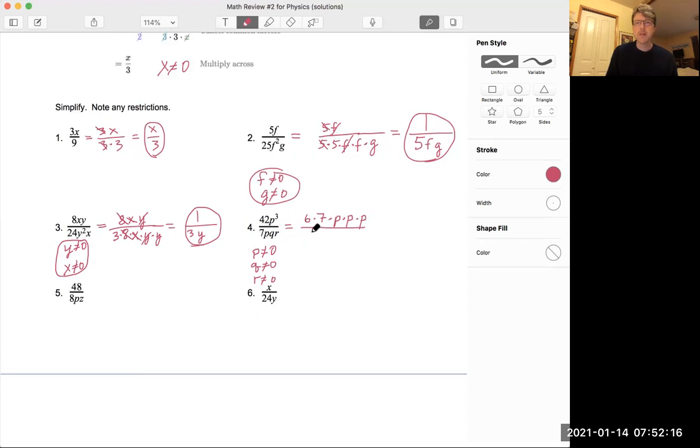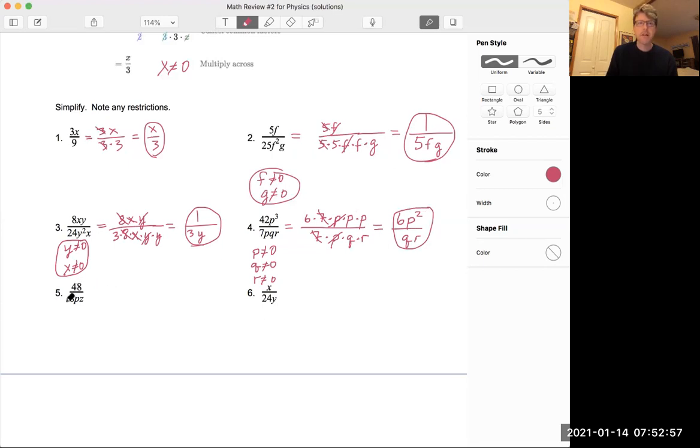In the denominator, I have 7 times P times Q times R. Okay. Now, let's cancel out the 7, and the P, and the P, and that's it. Nothing else cancels. We have 6 P squared in the top, and QR in the bottom. Nice.